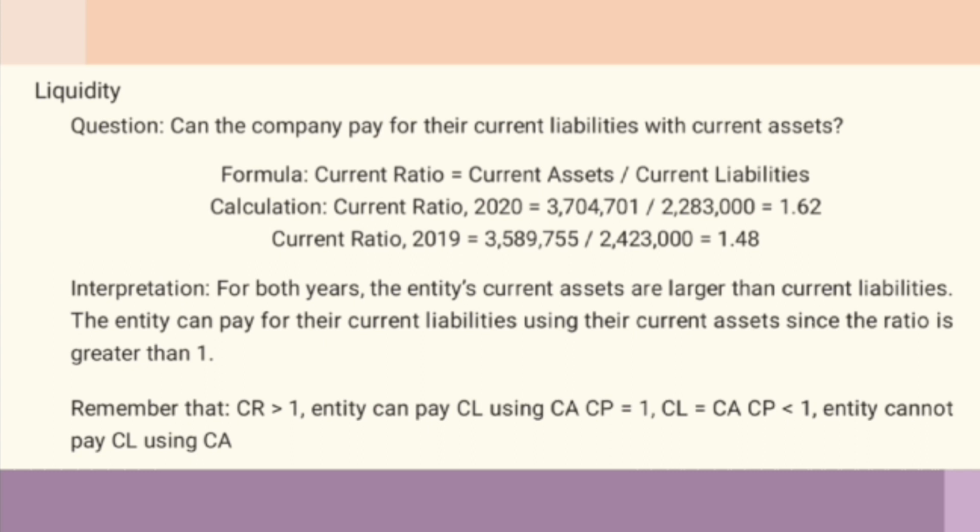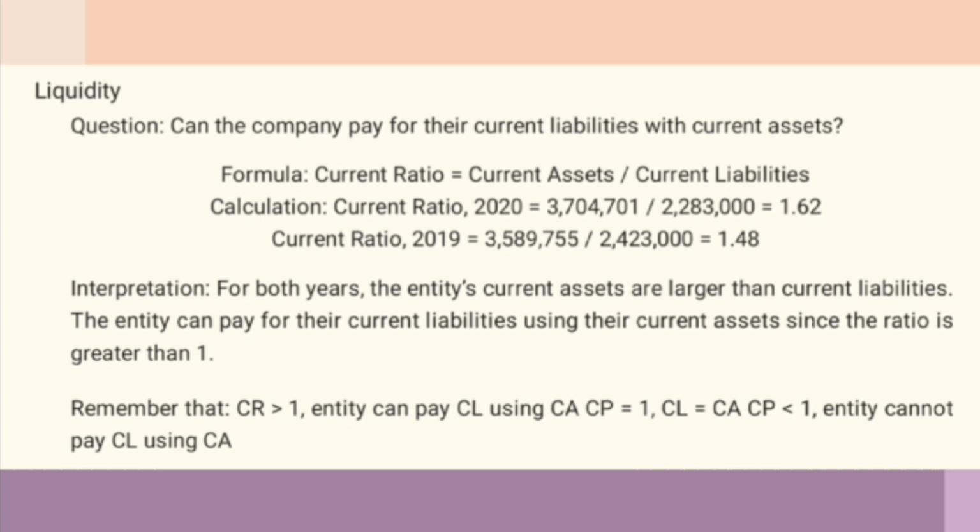Now, if you're analyzing financial statements, it's not enough that you see numbers. What do these ratios mean? What do these numbers mean? Kaya po nagkakaroon tayo ng ratio interpretation. And what is our interpretation dito? Pag sa nakuha natin na 1.62 na current ratio ng 2022 and 1.48 na current ratio ng 2019.